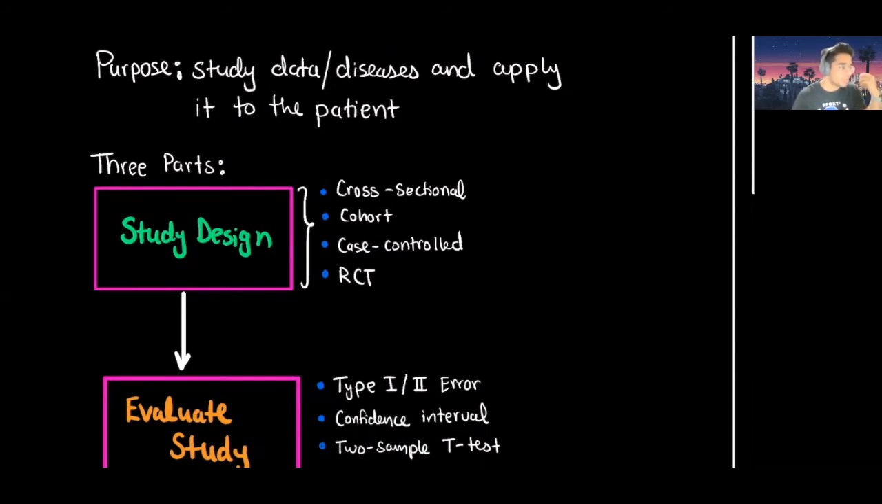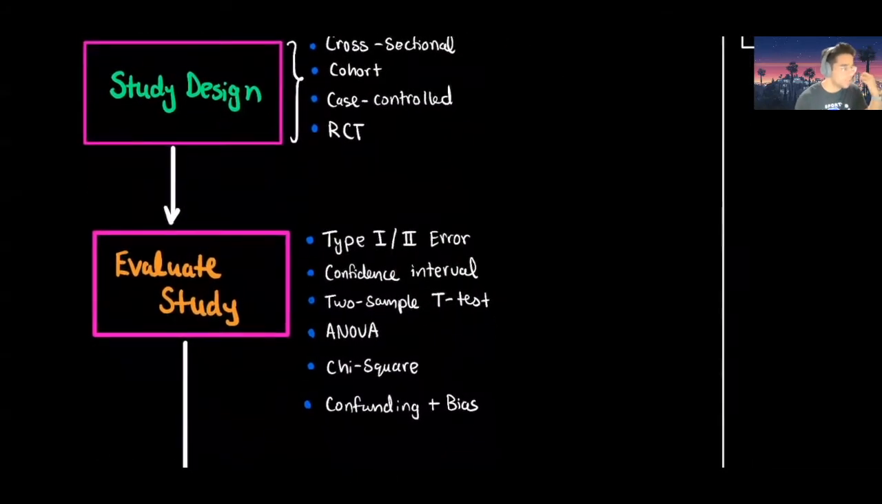Now, the study design involves several different components and several different types of study designs. One, there's cross-sectional, there's cohort, there's case controlled, and then there's RCTs. Now, these are going to be covered later on.